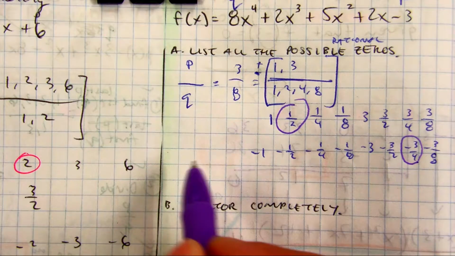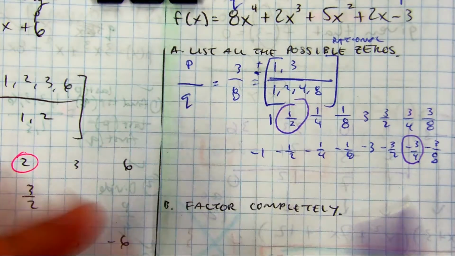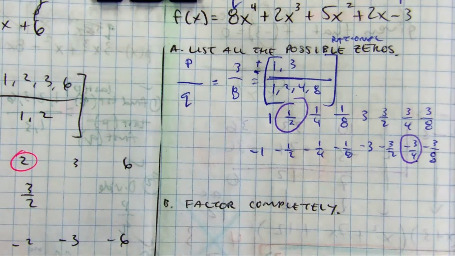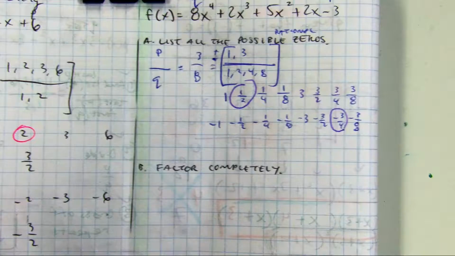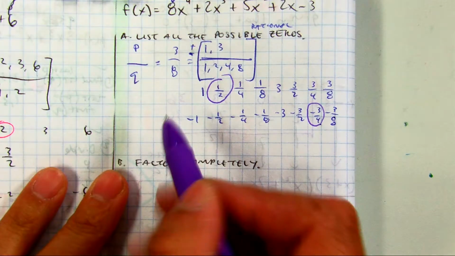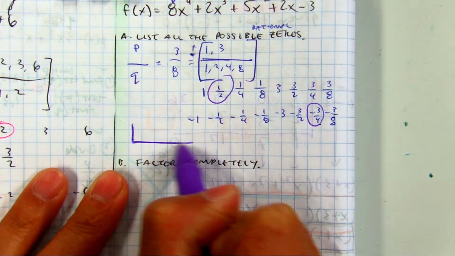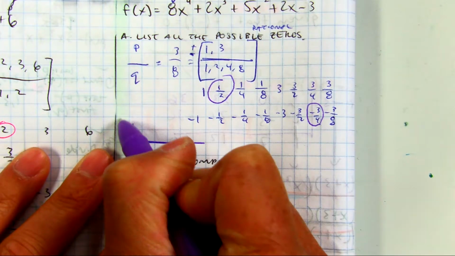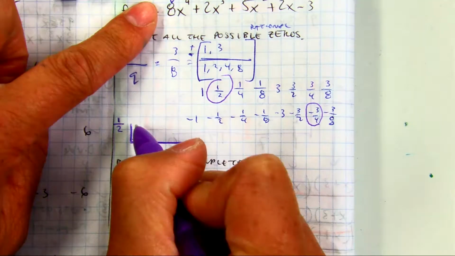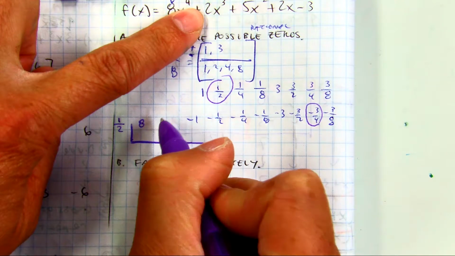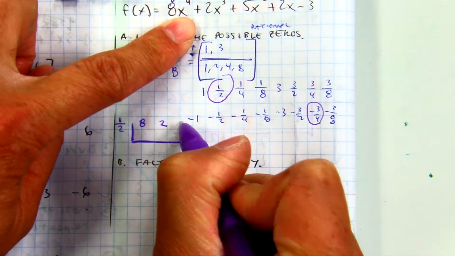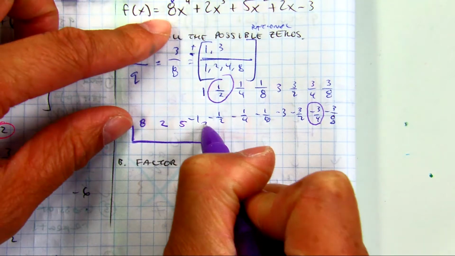So some students say, well then, does that mean I have to show you all the possibilities of why they don't work? No. You can show me by synthetic division the ones that do work. Let's do that together. One half. I've got 8, 2, 5, 2, and negative 3.